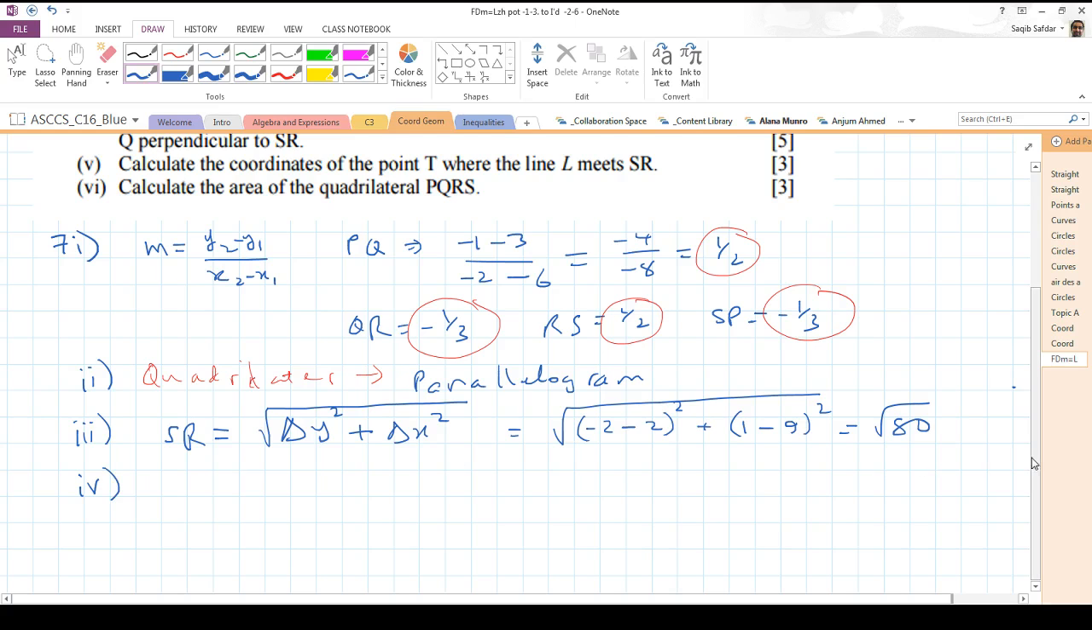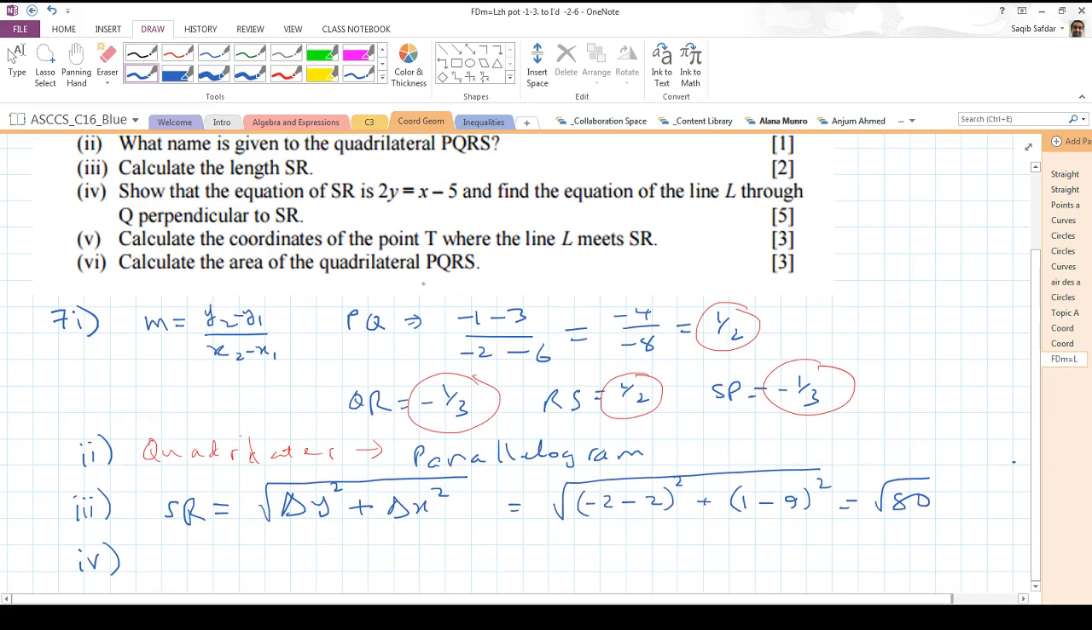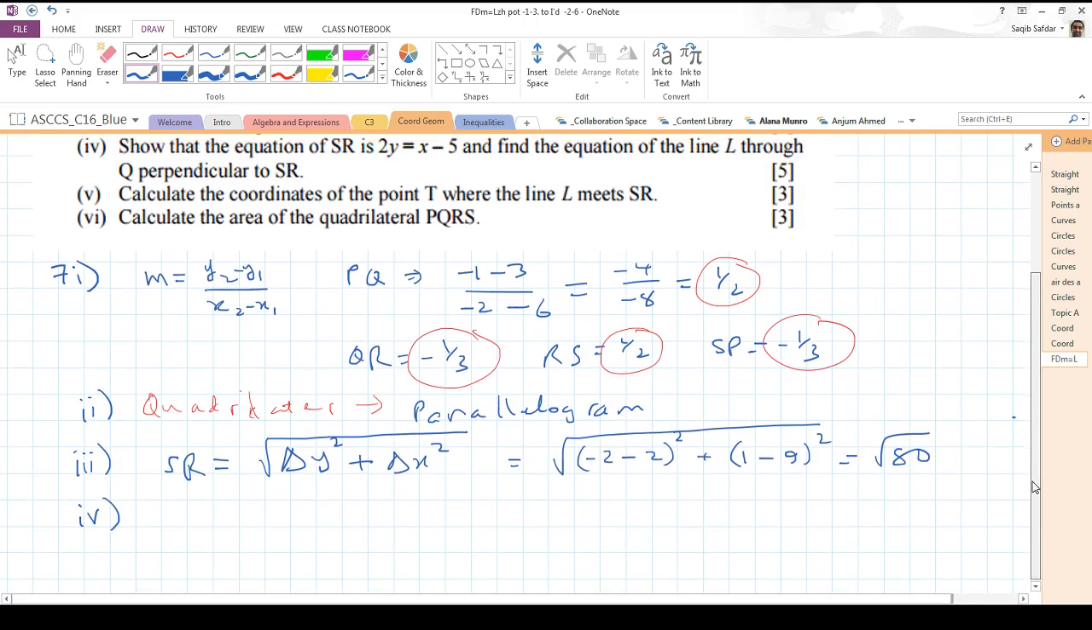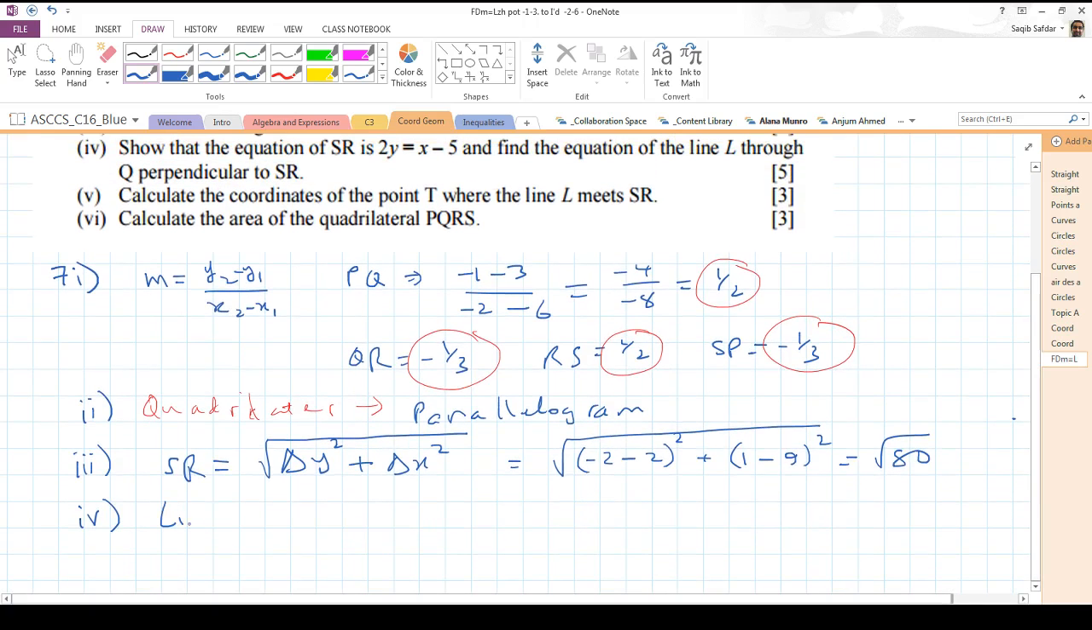Part 4 is show the equation of SR is 2y equals x minus 5, and find the equation of the line L through Q perpendicular to RS. Right, quite a few things to do, so let's just break it down. Let's just work out the equation of the line SR. The formula for it is going to be y minus y1 equals m x minus x1. Write that down. You've got to pretend the examiner is a GCSE student. You can't assume he or she is psychic, has a PhD in maths, and knows what you're talking about. You've got to make sure you explain it as much as you can.